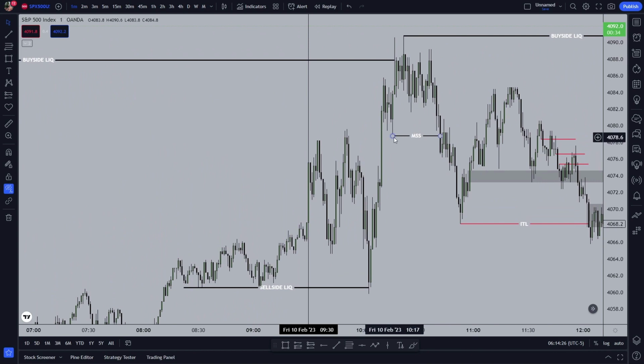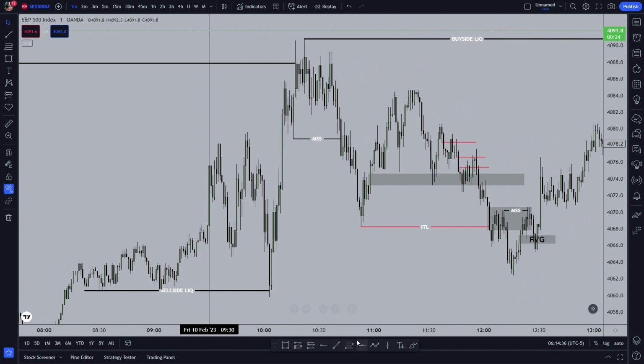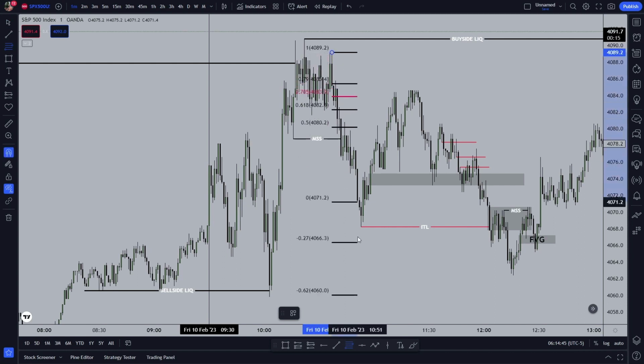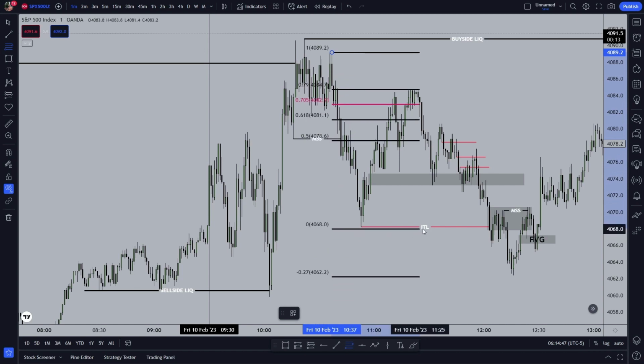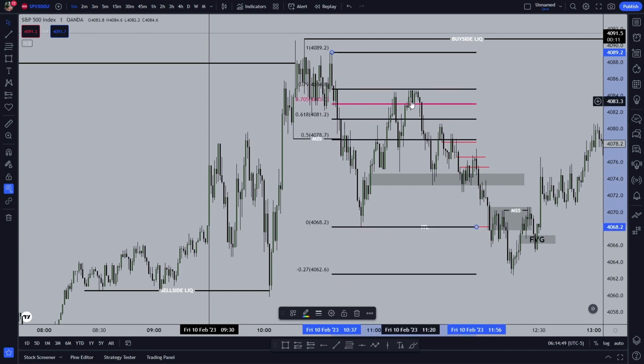This was an intermediate term low, right? Because this filled this fair value gap and then took this intermediate term high. So now if you can see, you would have taken a small scalping trade from here like this, if you would have opened your Fibonacci optimal trade entry, because it's hard to find a fair value gap over here.